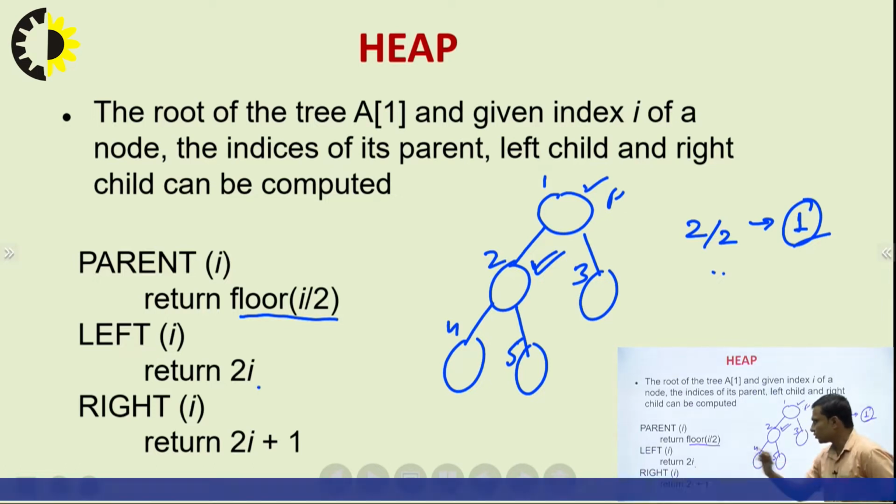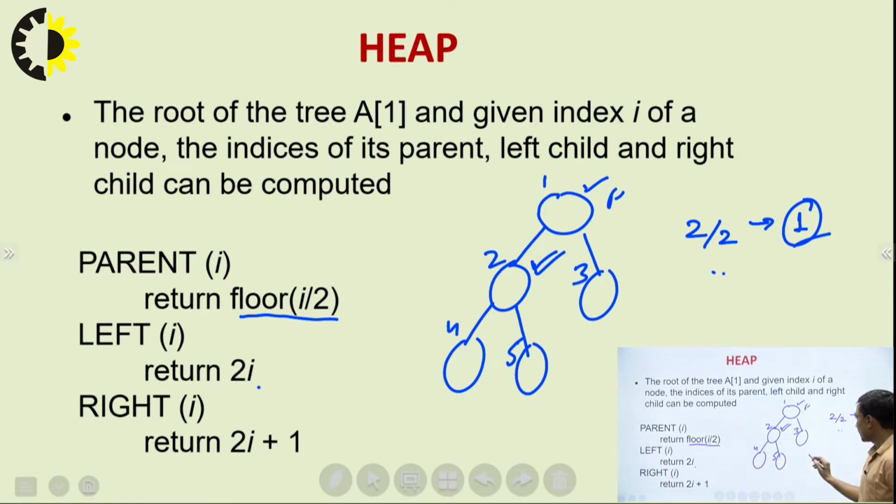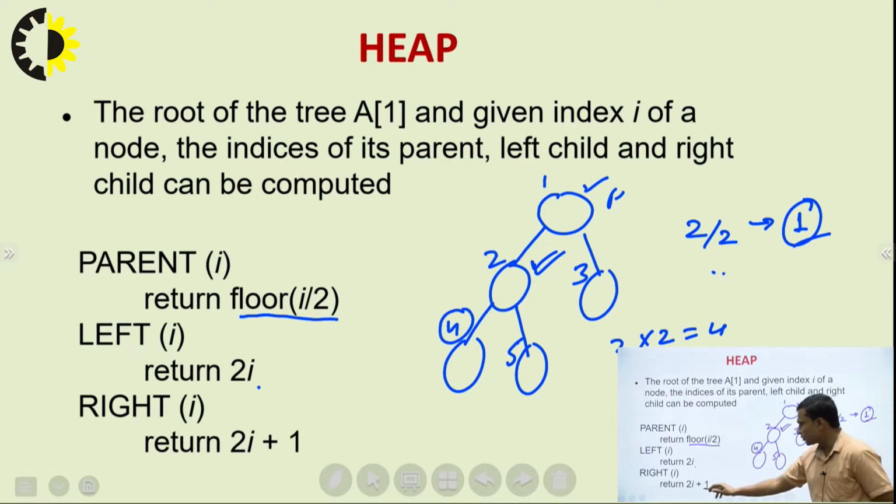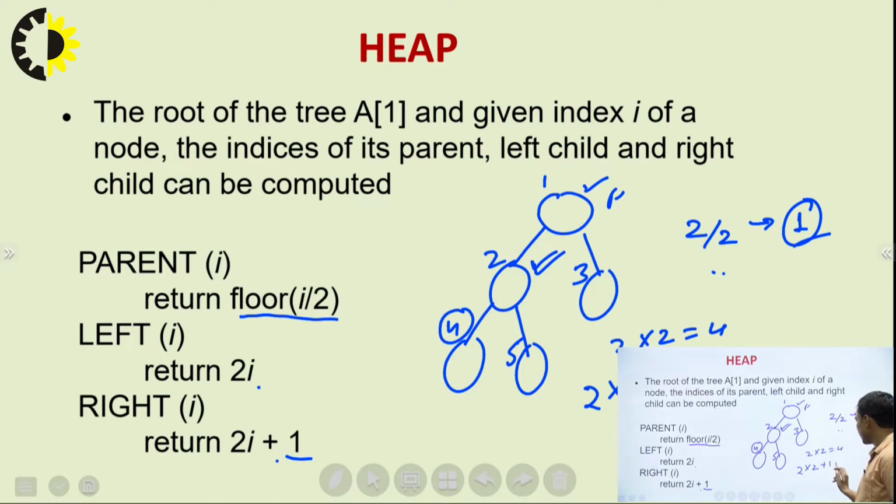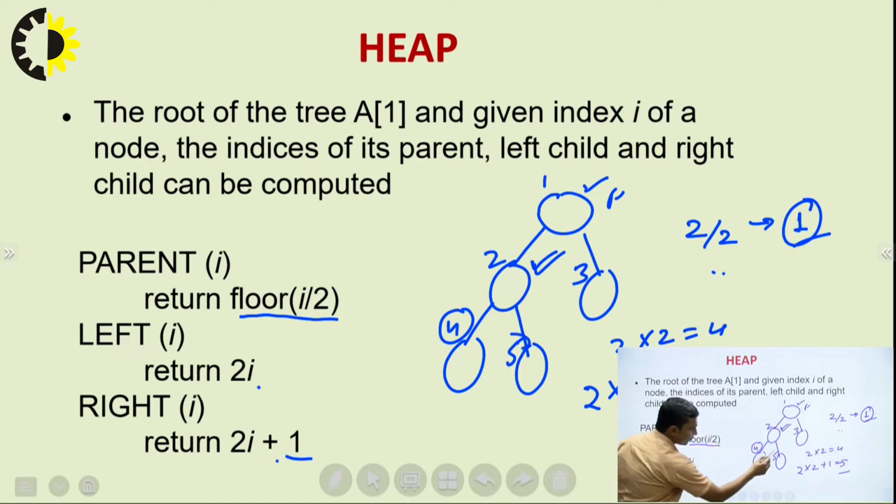Now if I want to find out the left child of this node, I can find it by 2 into I. So here the value of I is 2, so it will be 2 into 2, which is equal to 4. So the node which is available at the 4th position will be its left child. Now if I want to find out the right child, I can use this formula: 2 into 2 plus 1, which will be 5. So at index 5 we will have the right child of this particular node. So these are the basic arrangement properties of a particular heap.